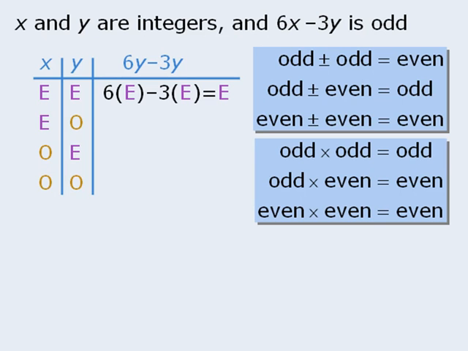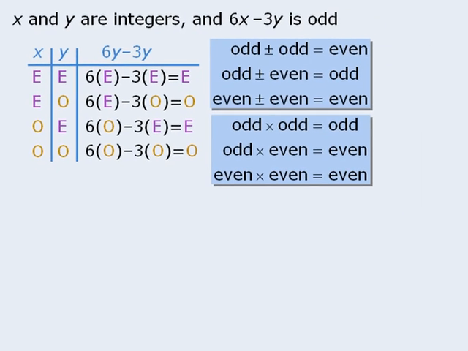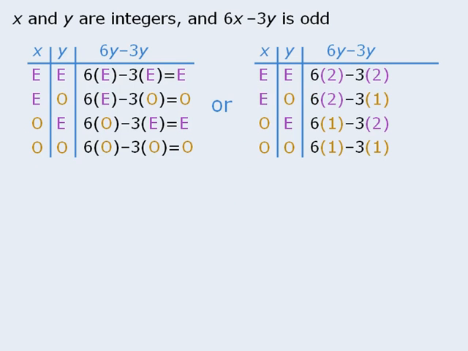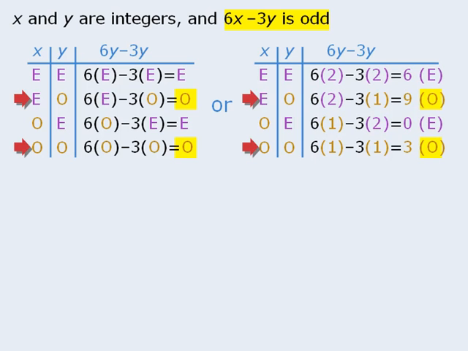Following the same steps, we can test the other three cases as well. Alternatively, we can plug even numbers and odd numbers into our expression and then evaluate them to get identical results. We've now tested all possible cases. Now we're told that the expression evaluates to be an odd number. When we examine either of our tables, we can see that there are two cases in which the expression evaluates to be an odd number.